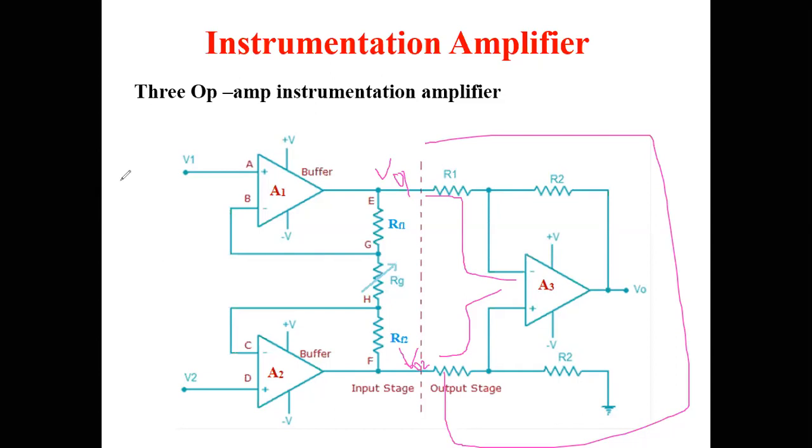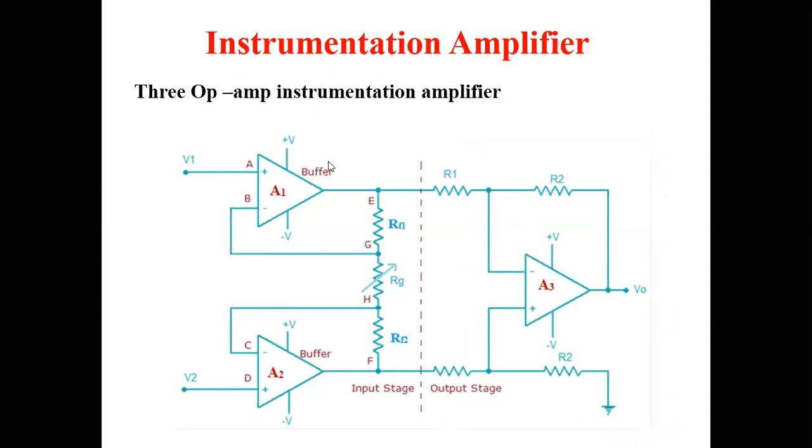Two differential voltages are coming from the transducers. The second stage, after the input stage, consists of a difference amplifier, where the outputs of the two non-inverting amplifiers are given to the difference amplifier, and finally the output will be the difference of the two input signals. This is how an instrumentation amplifier looks.